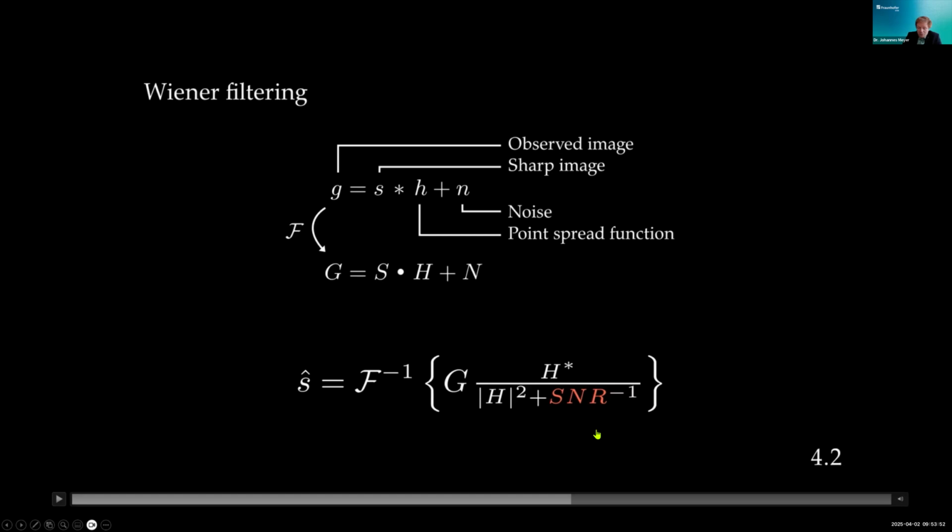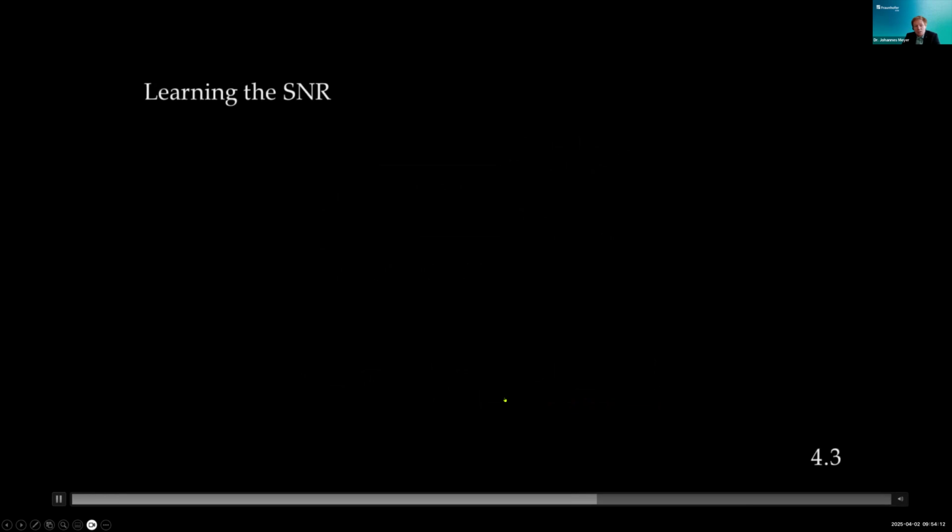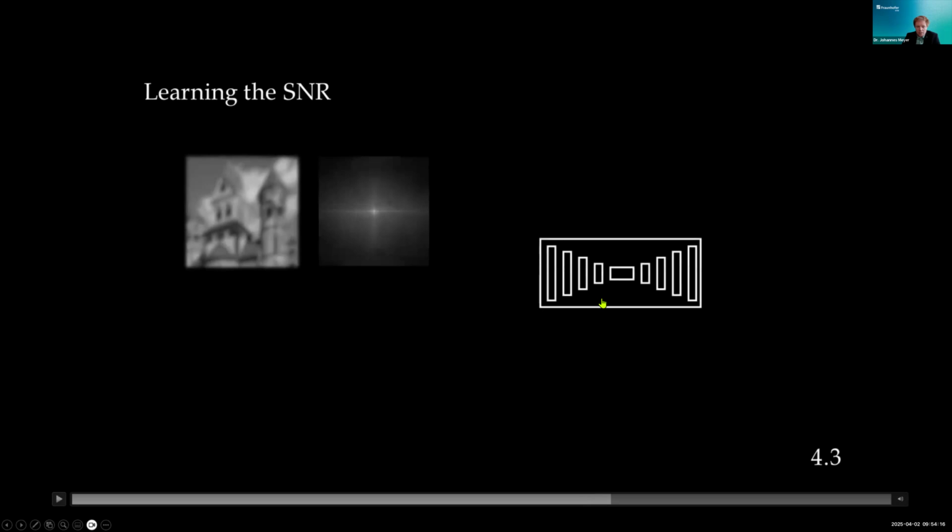So although this Wiener filter is theoretically optimal, its practical applicability is largely hindered nowadays because we don't know the true signal to noise ratio. We can only try to estimate it. And here we came up with the idea of using a machine learning model exactly for this point, for learning this signal to noise ratio.